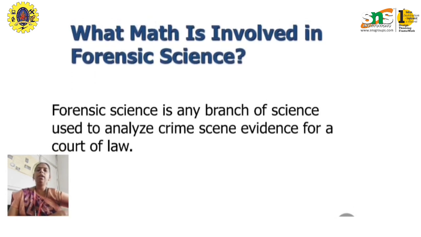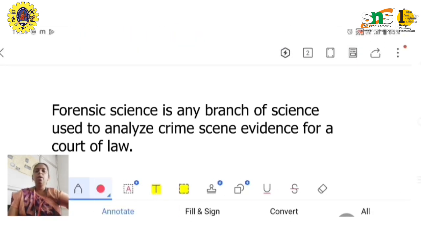What math is involved in forensic science? Before getting into the applications of eigenvalue, let us first see the definition of forensic science. Forensic science is any branch of science that is used to analyze crime scene evidence for a court of law. So forensic science helps us to analyze the crime evidence problem, and it helps us to draw the solutions to such kind of problem.